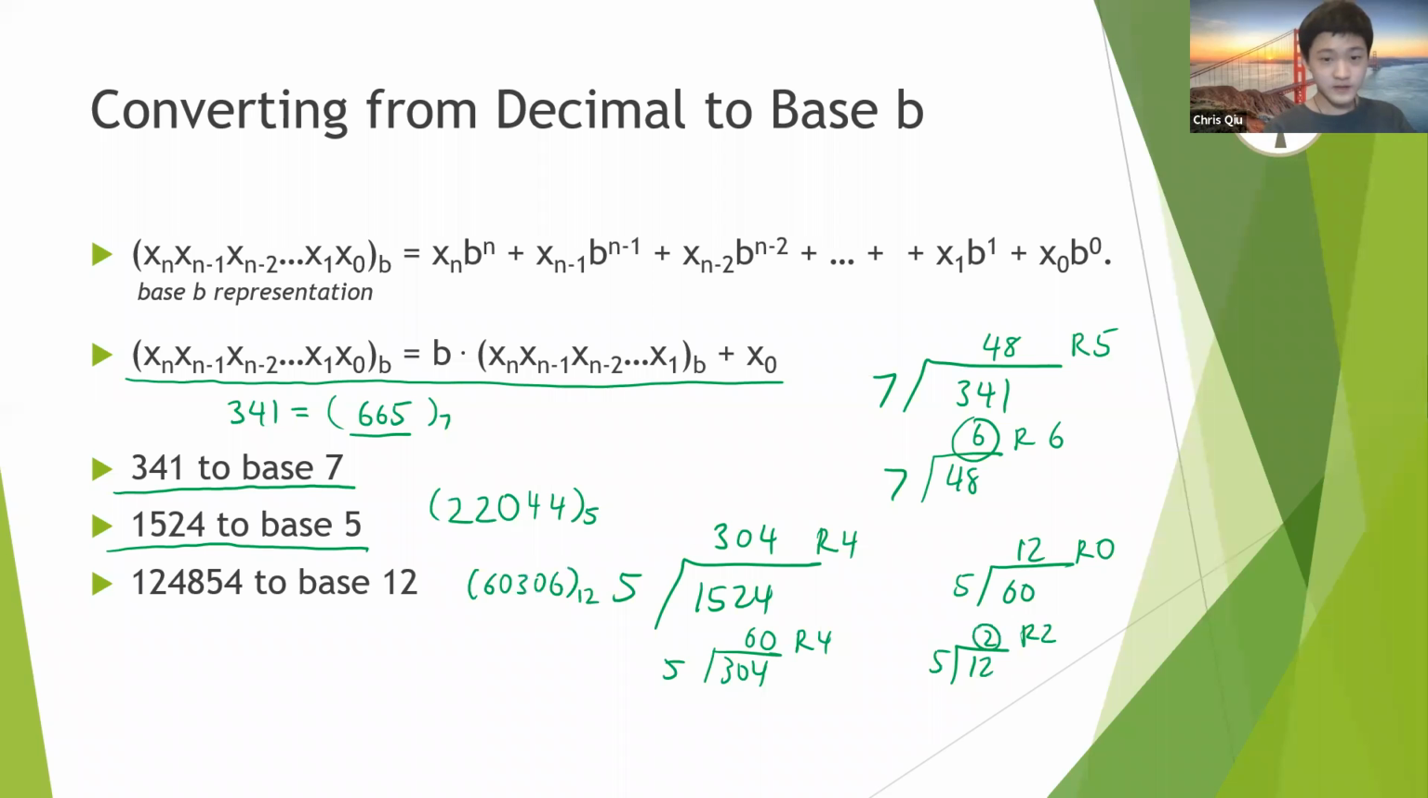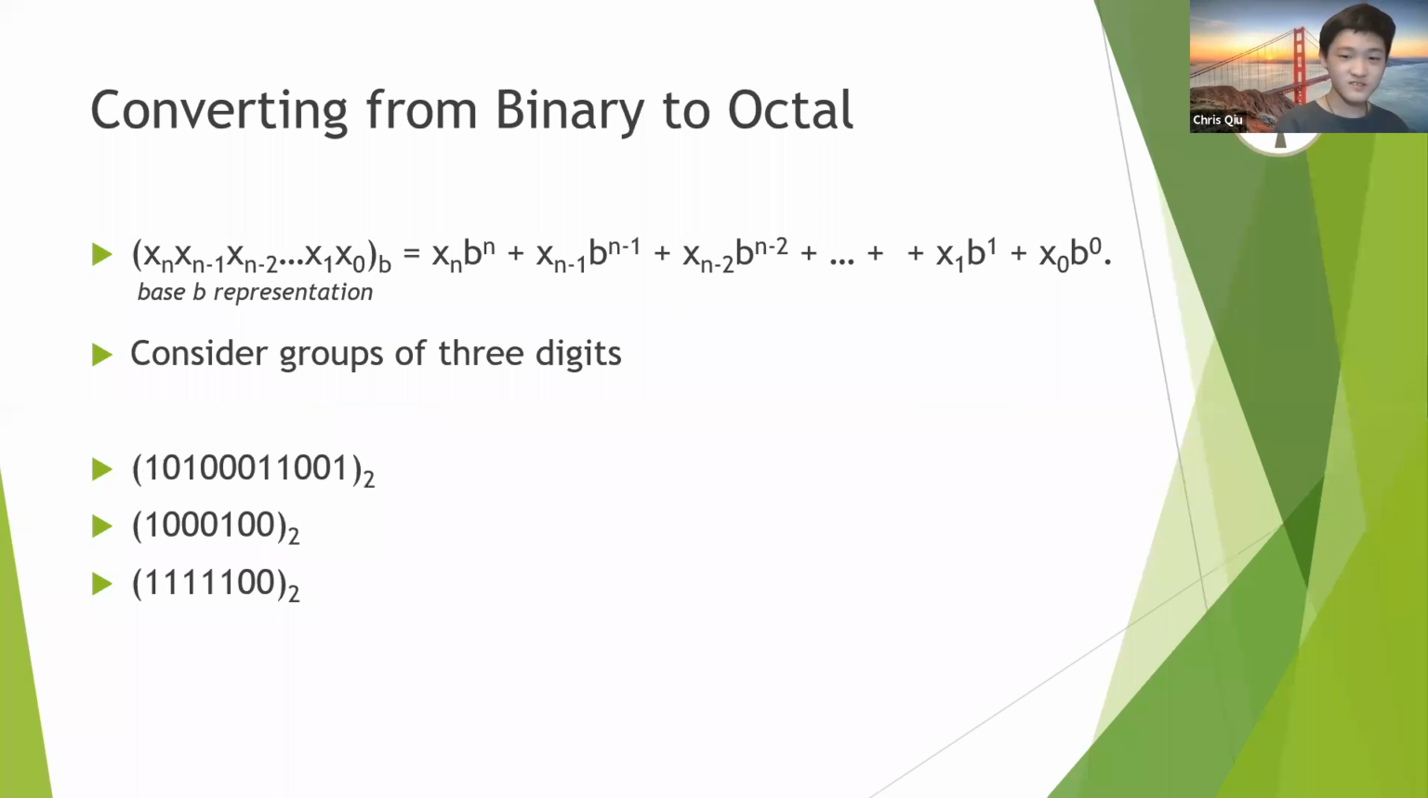All right, next topic is converting from binary to octal. So when we're converting from binary to base 8, or base 4 to base 16, there are a few tricks that we can use. Since 8 is a power of 2, we can group some digits together. So for example, when we want to convert from binary to octal, we can consider groups of 3 digits. So we'll start from the end of the number, and we'll take groups of 3 digits, and we will convert each of these.